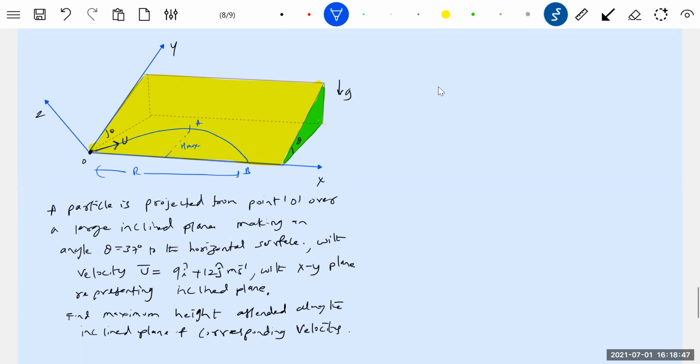Now, first of all, the maximum height ascended. Which component of velocity should become 0? It will move only on that surface, on that yellow colored inclined surface. Please try to understand. Just nearby your home, a ramp is there. When you throw a ball on the ramp, definitely it will move on the surface of the ramp only. Will it go into the ramp? Not possible.